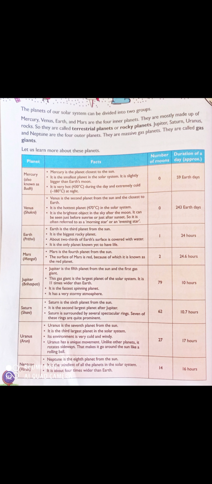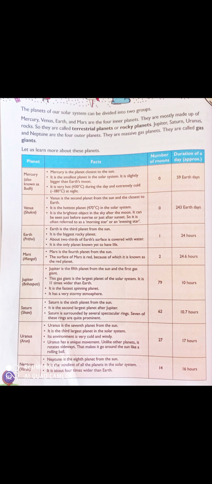Next is Venus. Venus is the second planet from the Sun and the closest to the Earth. It is also known as the morning star and the evening star because it is the brightest object in the sky, so it can be seen just before sunrise and just after sunset. Again, it has no satellite of its own, and here the duration of the day is 243 Earth days.